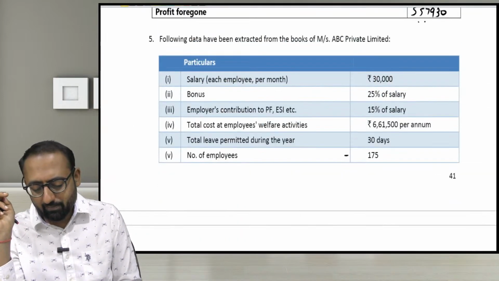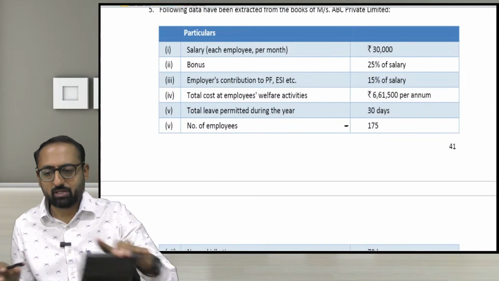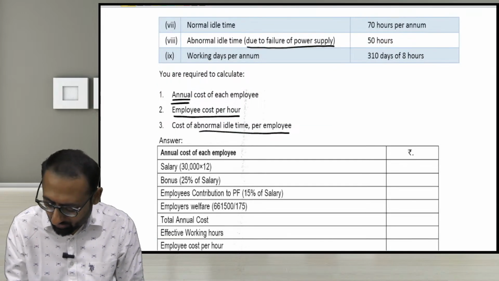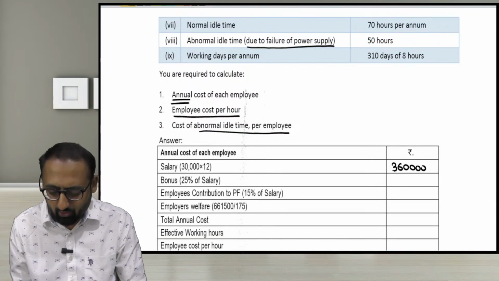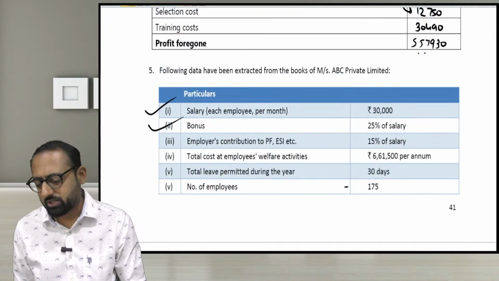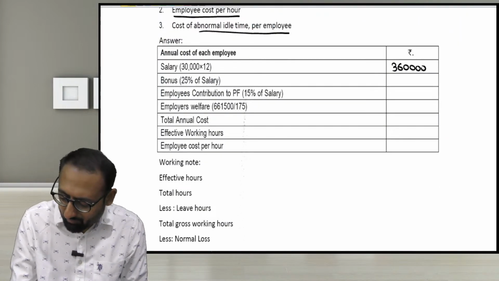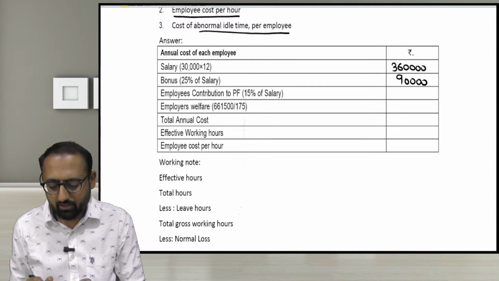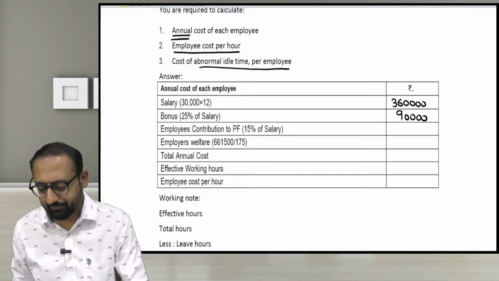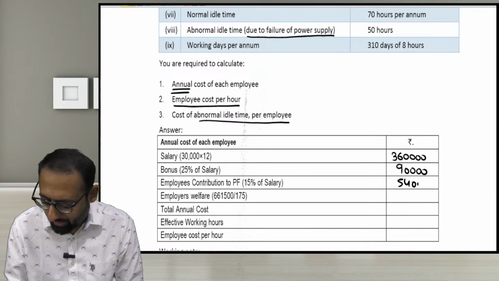Let's quickly complete that. Salary. How much is the salary? 30,000. So 30,000 multiplied by 12, 3,60,000 per annum is your salary. So I'll write here 3,60,000. First item we have completed. Let's go to the second item. The second item is the bonus, 25% of the salary. So 3,60,000 into 25%, 90,000 will be the bonus. Next, employer contribution to provident fund and ESI is 15% of the salary. So 3,60,000 multiplied by 0.15, 54,000 is your answer.